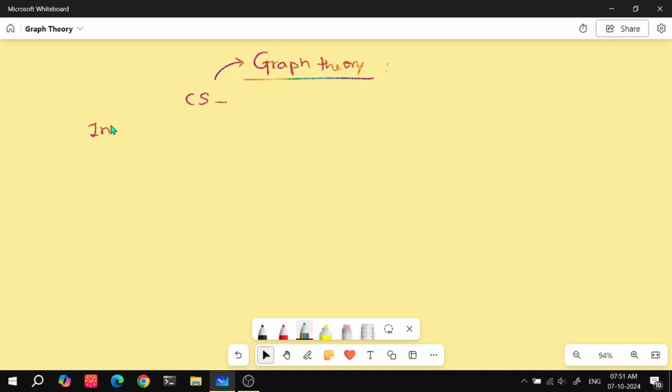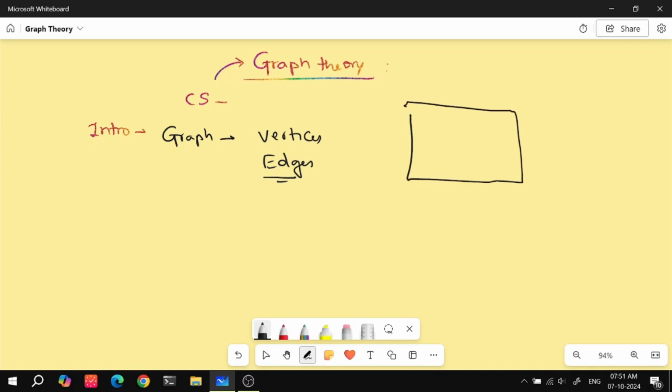In the introduction, we have the meaning of graph theory. Here we'll be explaining what exactly a graph is. See, a graph contains two things: one is vertices and another is edges. If you have any doubt about these things, I'll take a simple example.